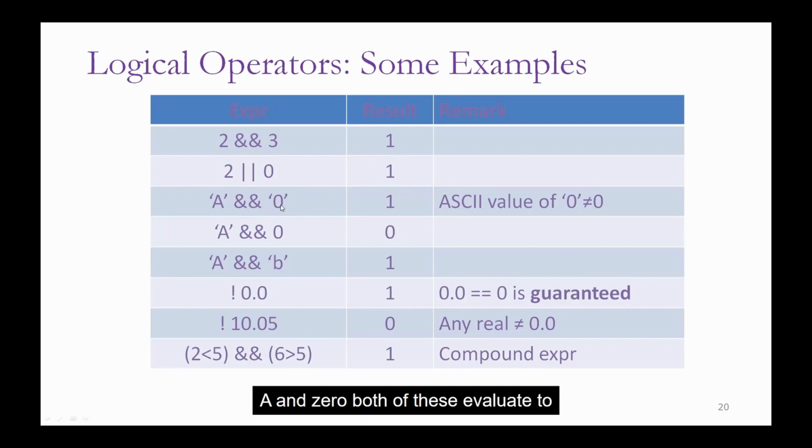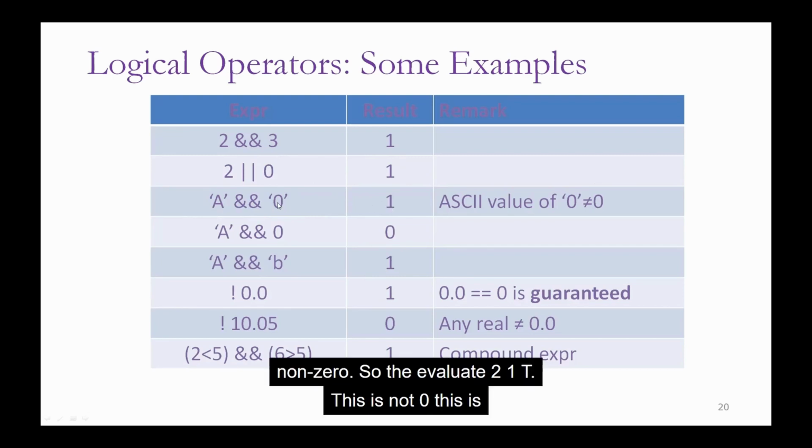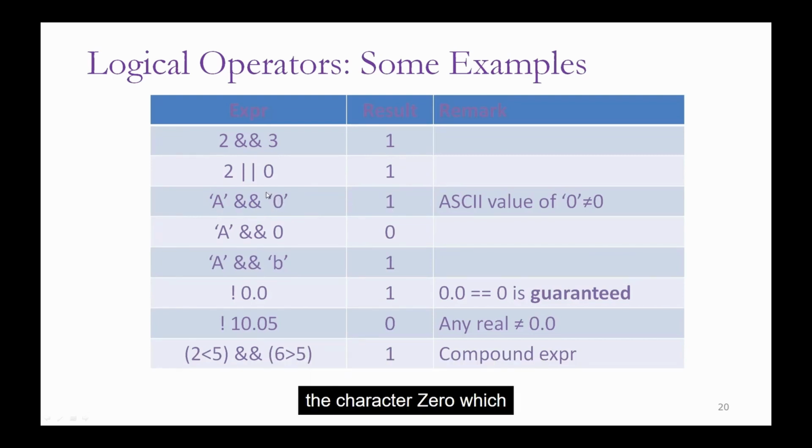'A' and '0', both of these evaluate to the respective integer values corresponding to the ASCII codes, both of which are non-zero, so they evaluate to 1. See, this is not 0, this is the character '0', which has an ASCII value which is non-zero. On the other hand, if you said 'A' and 0, where 0 is the number itself without the quotes, then this would evaluate to 0. 'A' and 'B' both evaluate to a non-zero integer each, so the AND of them evaluates to 1.